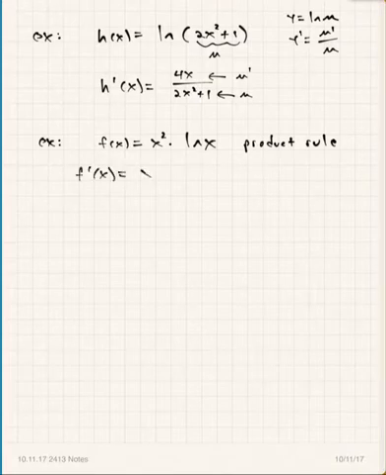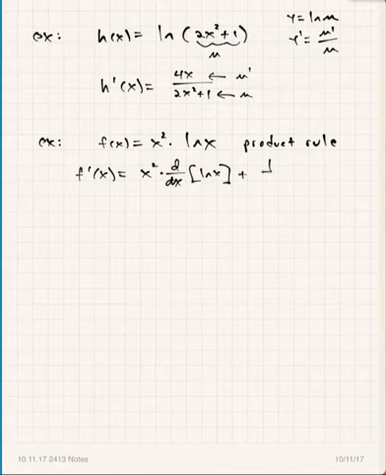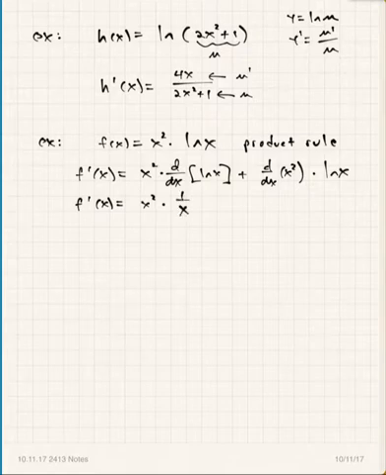So f prime would be the first function times the derivative of the second. And on this problem, I'll actually write that out. The derivative of the natural log of x plus the derivative of x squared times the natural log of x, right? You're taking a derivative of a different function in each term. So f prime of x would be the x squared times the derivative of natural log of x, which we've now said is 1 over x, plus the derivative of x squared, which is 2x, times natural log of x.